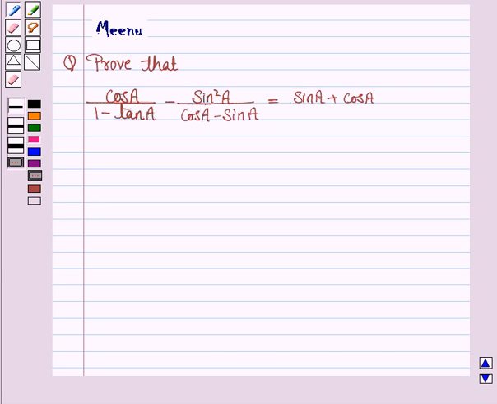Let's work out the following problem. It says prove that cos A upon 1 minus tan A minus sin square A upon cos A minus sin A is equal to sin A plus cos A. So let's now proceed on with the solution.